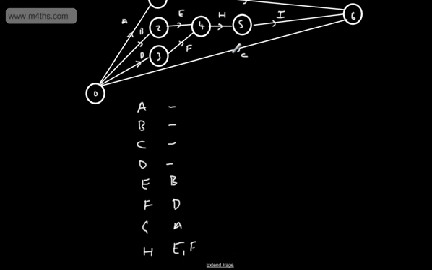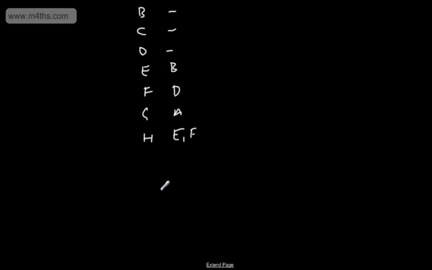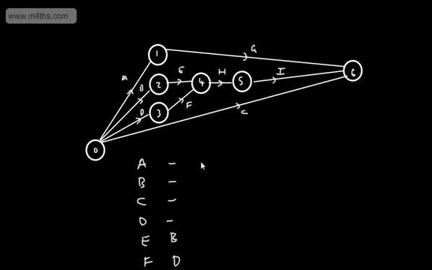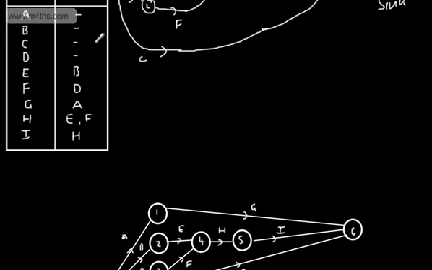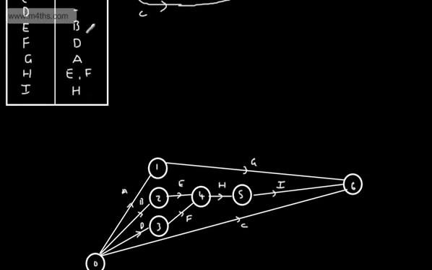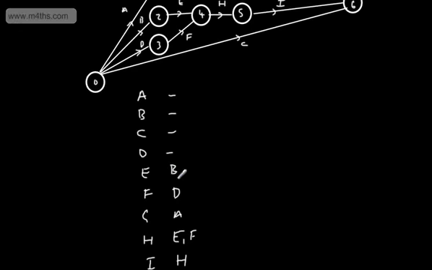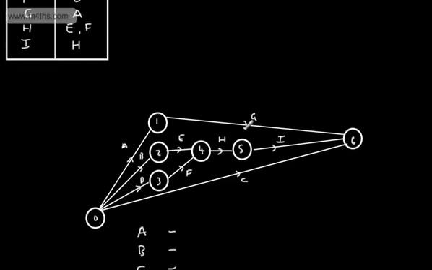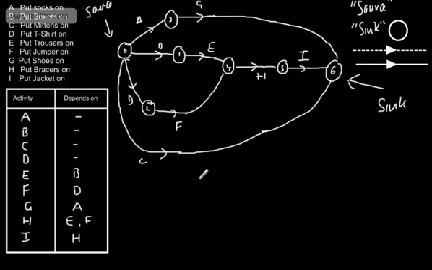If we look at I, it only requires H. So if we do that, I is just reliant on H. Now if we go back and look at our table right here, we can see that we got nothing, nothing, nothing, nothing, B, D, A. So we got B, D, A, E, F and H. So if you're unsure when you've drawn it, you can check back.